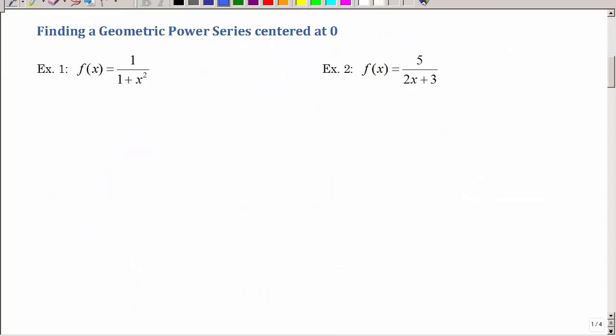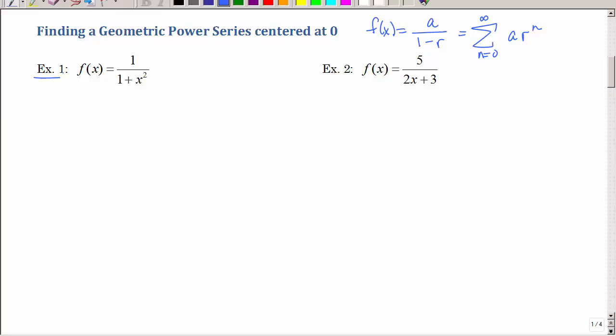The good news is that this is really very easy. What we want to accomplish is to get the function into the format of a over 1 minus r. So we can then write it as our series from n equals 0 to infinity of a times r to the nth power. So let's look at example 1. How could we get it into that correct format?